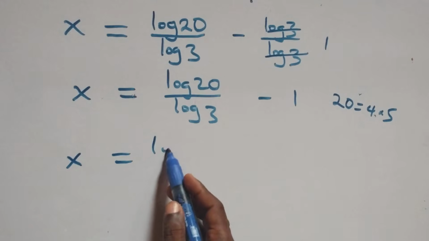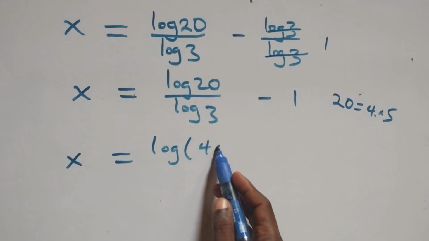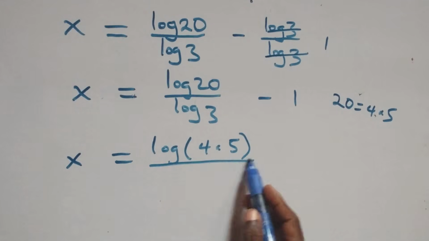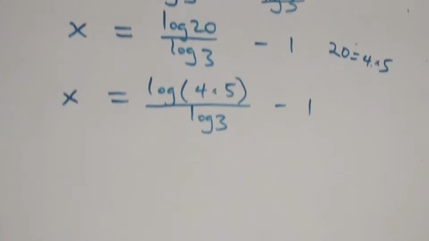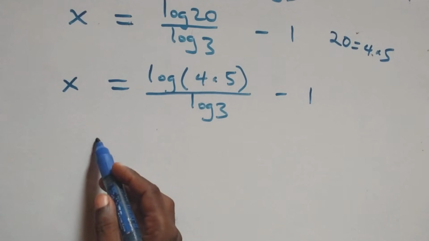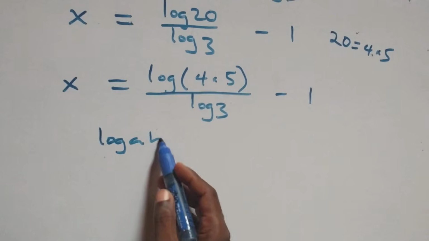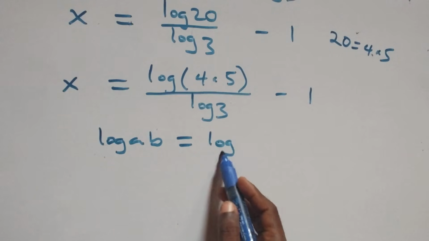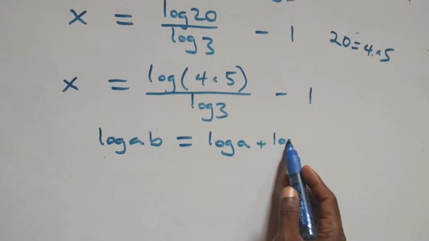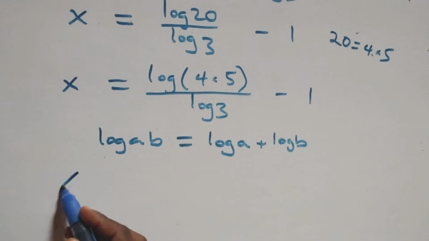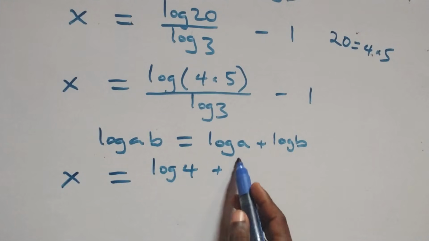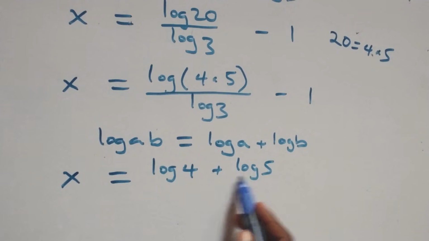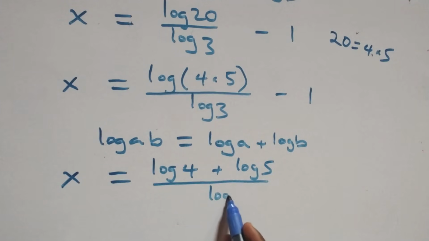From here, we can write 20 as 4 times 5, which implies x equals log of 4 times 5 over log 3 minus 1. And this also follows the law of logarithm. When we have log a times b, which is the same thing as log a plus log b. That is, x equals log 4 plus log 5 over log 3 minus 1.